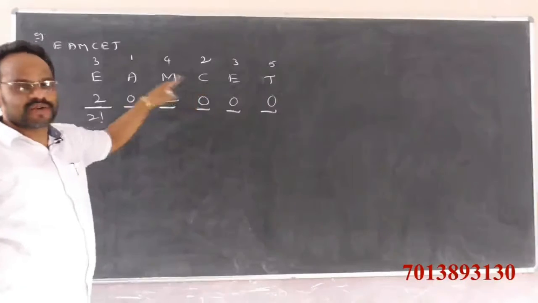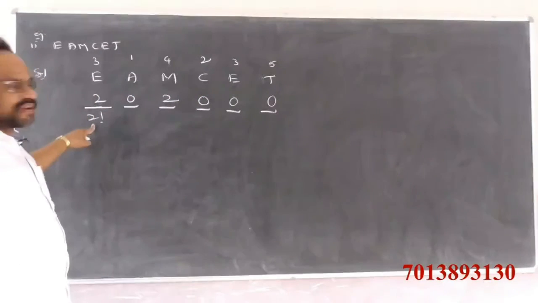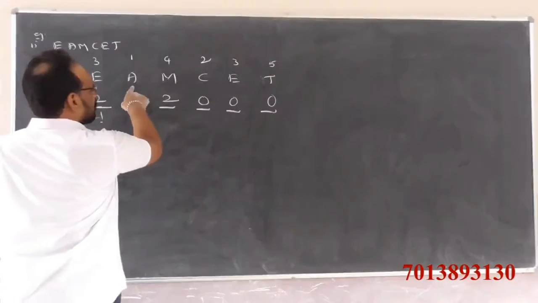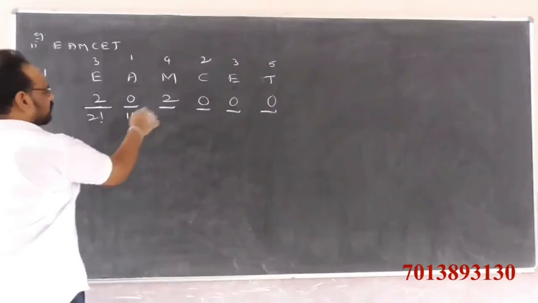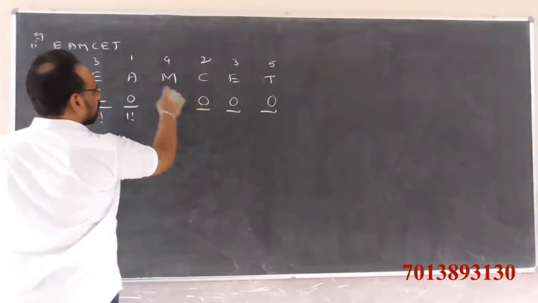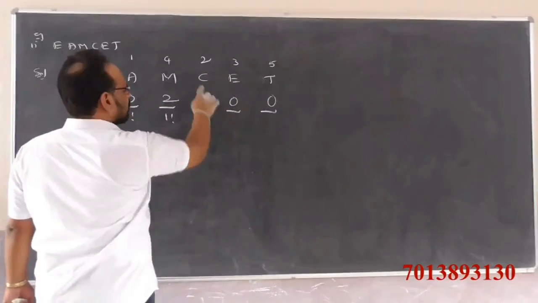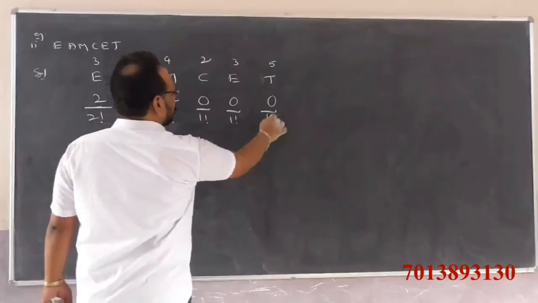Including E, repeated 2 times, 2 factorial. Remaining, including A, not repeated any times, write 1 factorial. Here also 1 factorial. Not including M, not at all repeated anything. Including C, not at all repeating any letters. So here also 1 factorial. Here also.